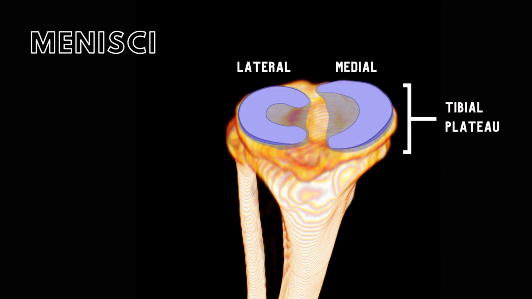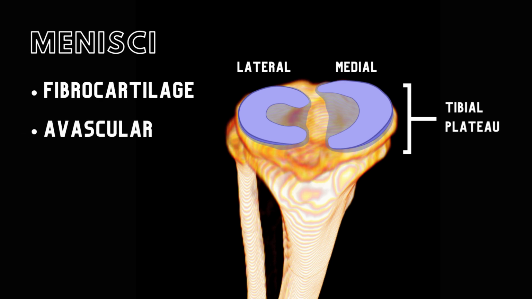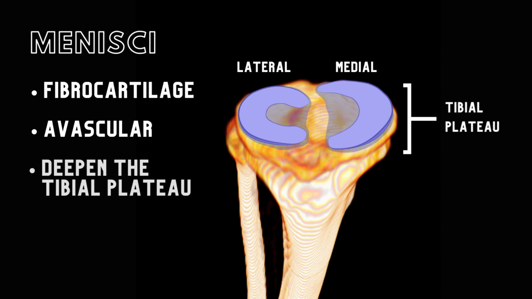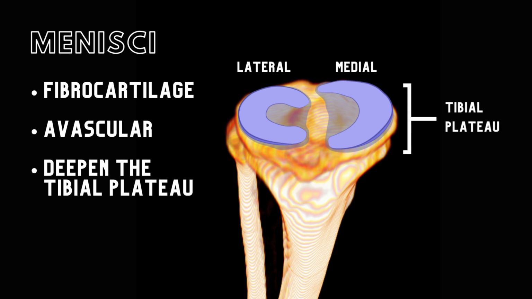The menisci of the knee joint are composed of fibrous cartilage, also termed fibrocartilage. As with all forms of mature cartilage, the menisci are avascular, lacking blood vessels. The menisci serve two main functions. They deepen the articulating surfaces of the tibial plateau, and they provide cushion within the knee joint. The medial meniscus is C-shaped and is securely attached to the tibia and tibial collateral ligaments by connective tissues. This makes it less mobile than the circular lateral meniscus.